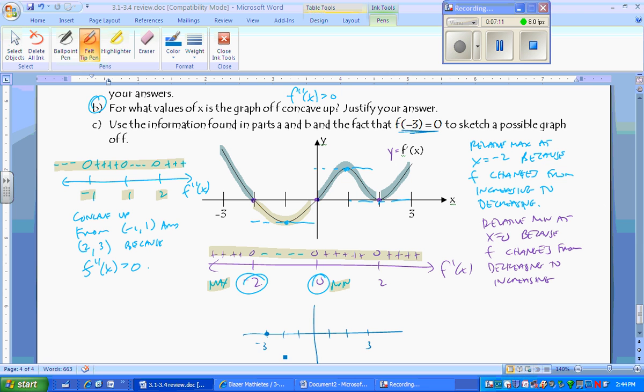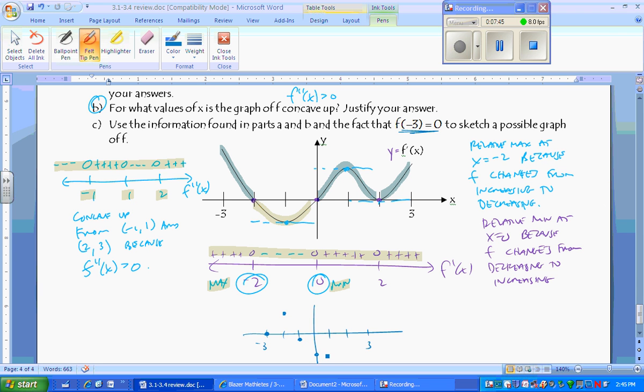We have a maximum when x is -2. So at -2, it's going to have to be above our starting point. How far above doesn't make that big of a difference. Right? Then we have a minimum at x equals 0. So when x is 0, we're going to have a point low. We have inflection points at -1, 1, and 2. So at -1, that's between our maximum and minimum. We need to put it somewhere in between there. We can put it on the x-axis, above or below, it doesn't really matter. I'm just going to put it below.